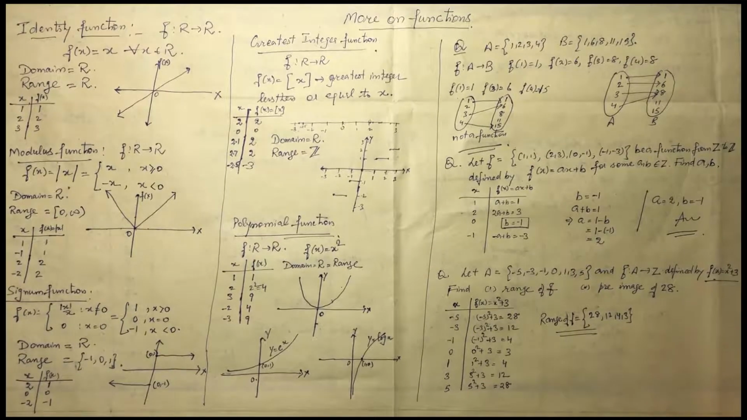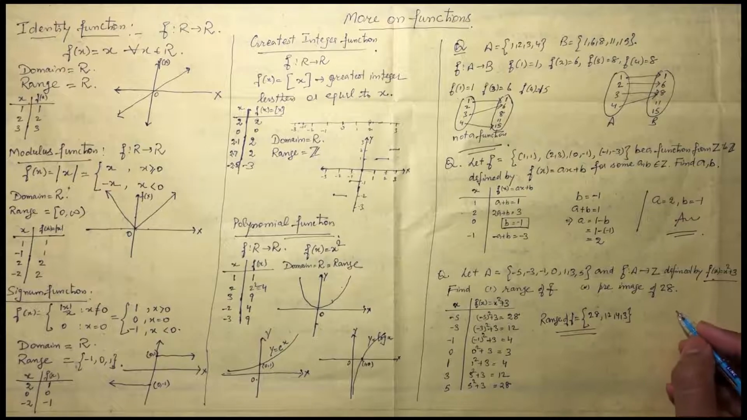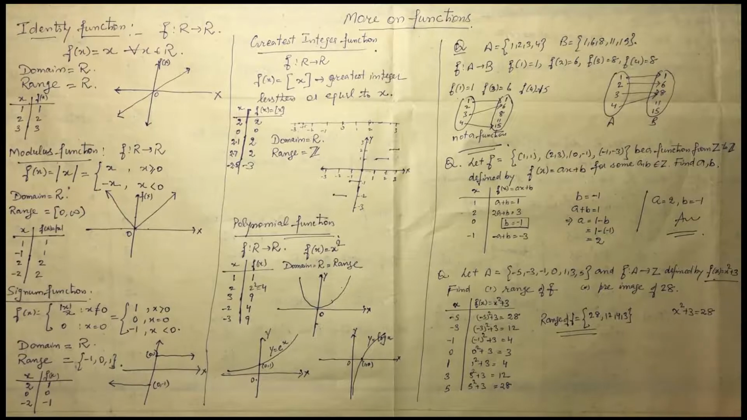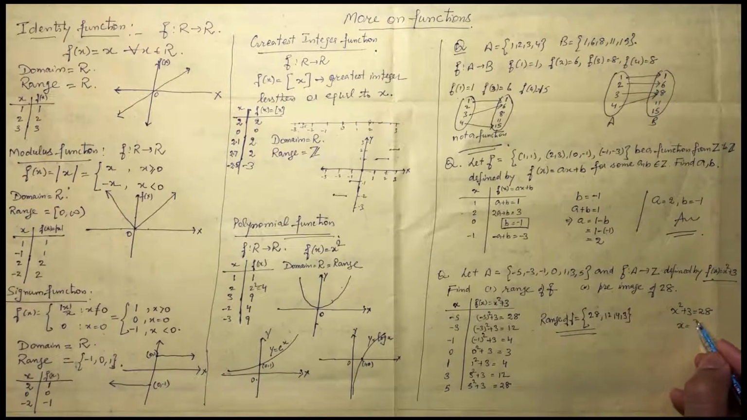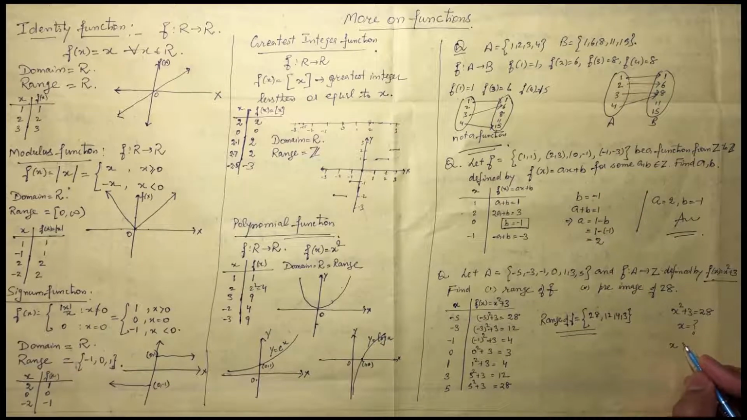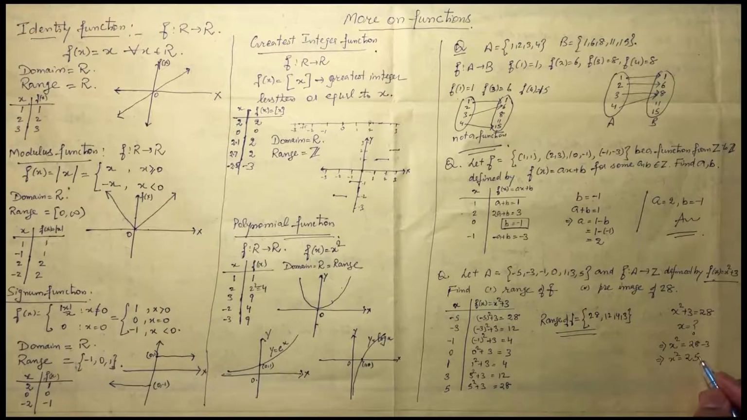Now the pre-image of 28. To find this, we set x square plus 3 equal to 28. We have to find the values of x for which we get 28. So x square is 28 minus 3, that is x square is 25. So what are the values of x then? Clearly x is 5 or minus 5.